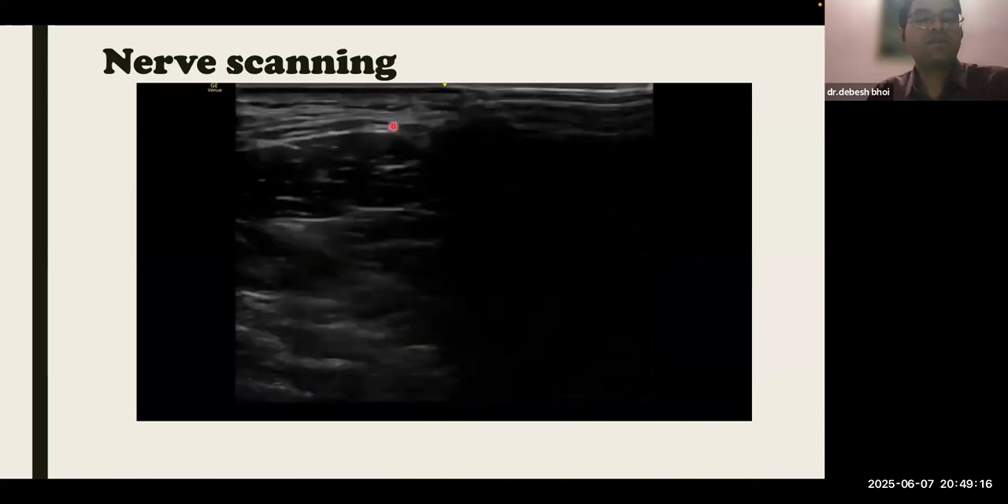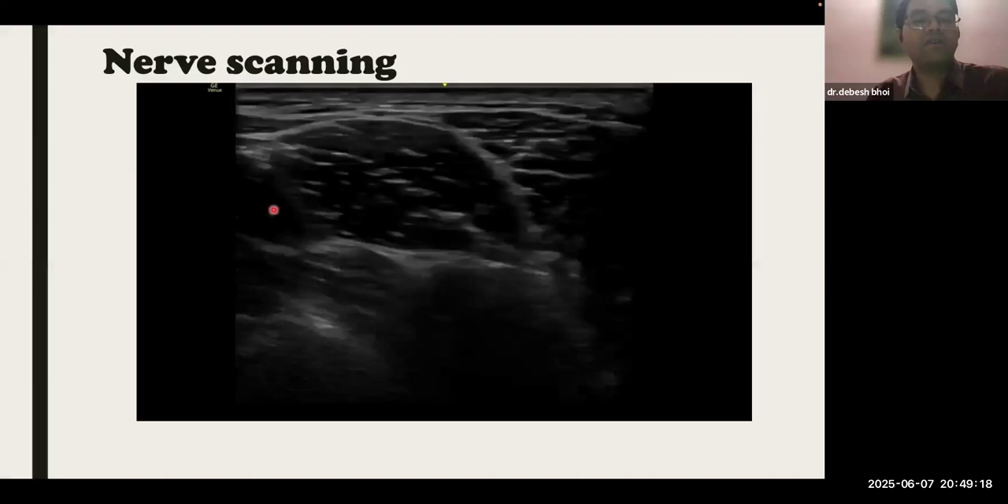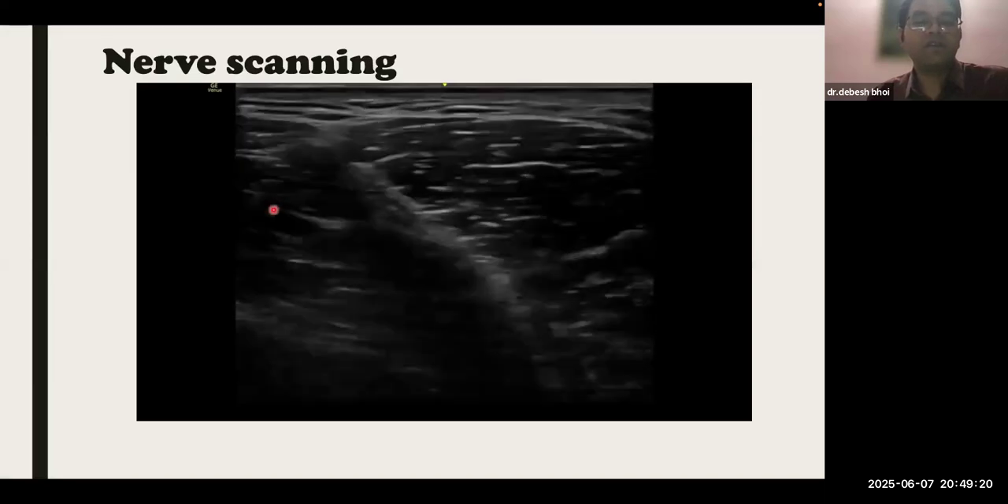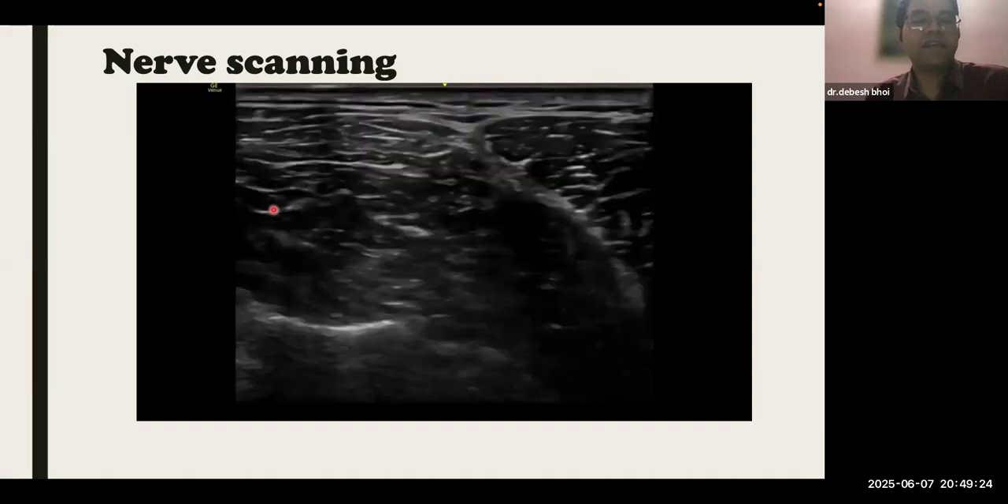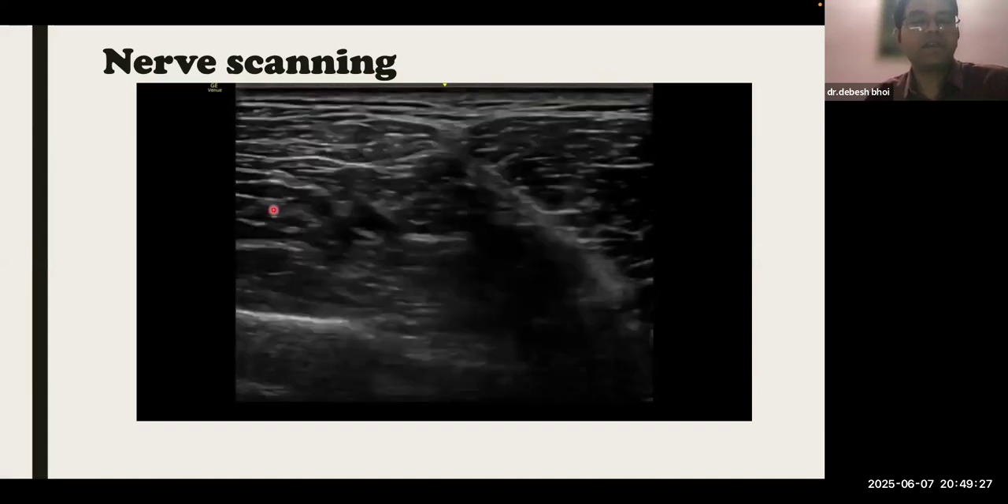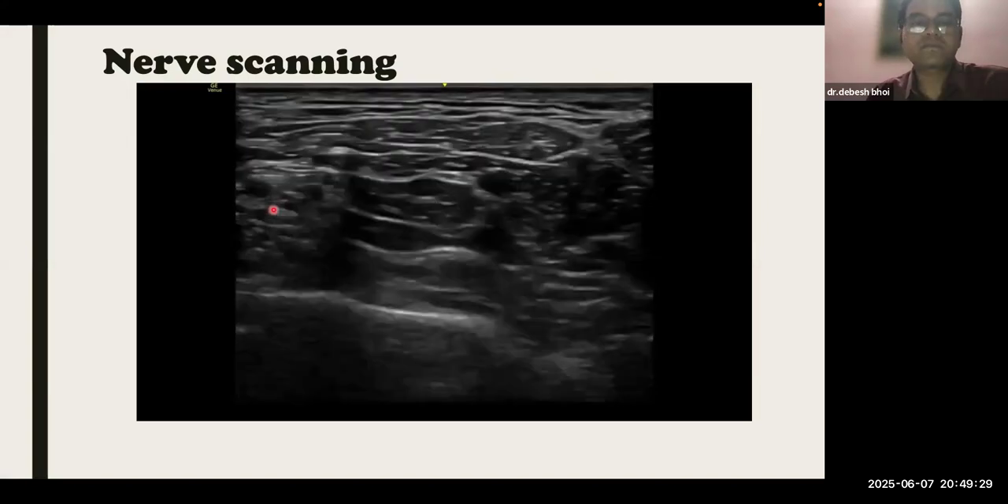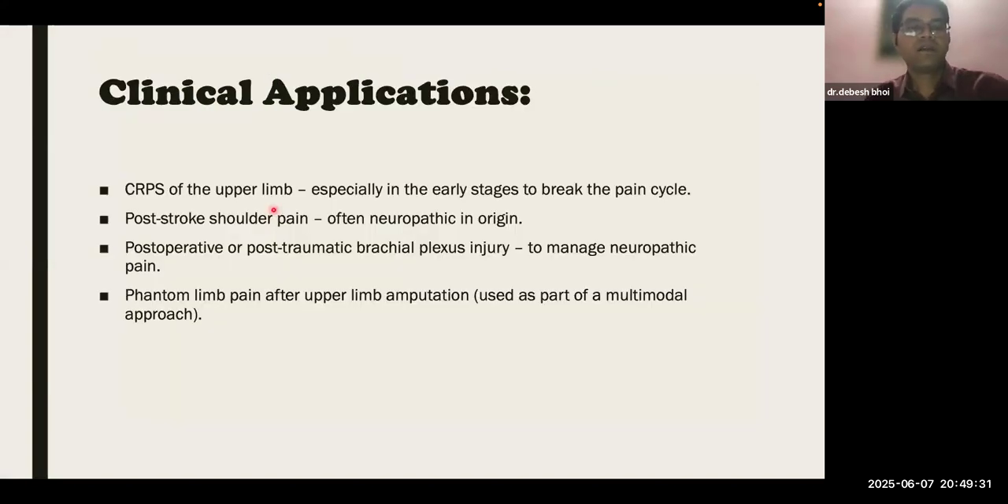This matters because whenever you are needling in this area, if you are not able to identify or are not aware of this nerve, you might injure it, and injury to this nerve can cause another pain. So that's why it is important. Once you know all this about the brachial plexus, roots and elements, what is the clinical application in this case?